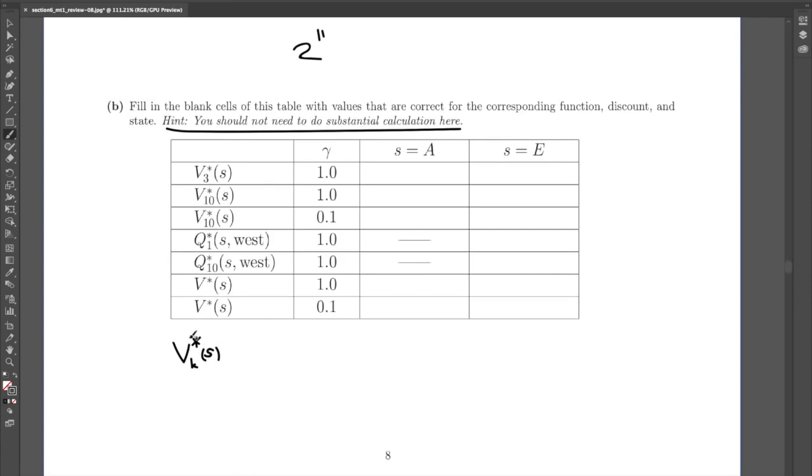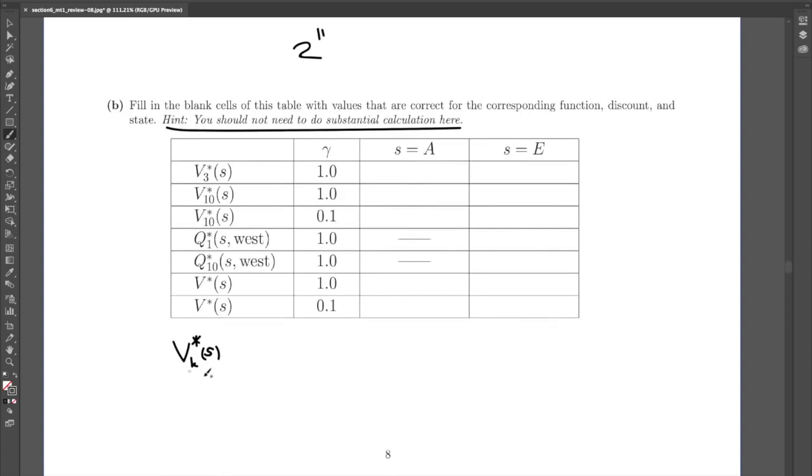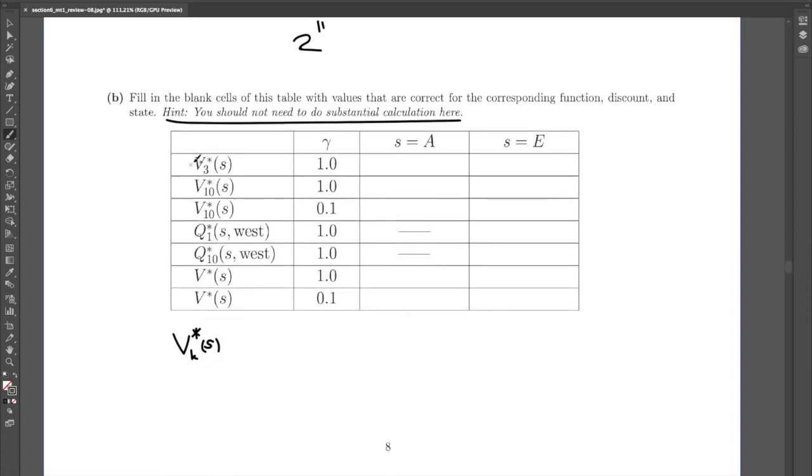The star over here indicates that we are an optimal agent. The S refers to the start state, and K refers to the number of steps in the future that we are looking. And this entire thing is the expected reward of such an agent, right? That's the definition we're going to be using to fill in this entire table. So let's start with the first one.